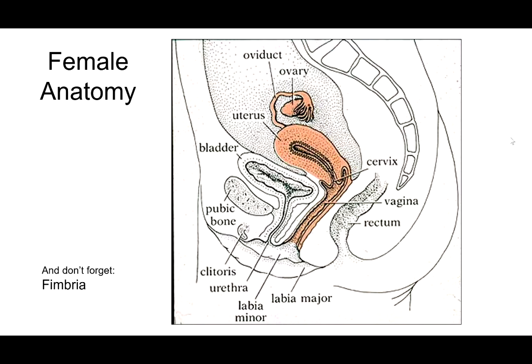The oviduct is similar to the vas deferens in that it is the pathway through which the gametes, the egg cells, travel to get to the uterus. So oviduct, fallopian tubes, synonymous. So then you have the uterus, and then the cervix is that opening between the uterus and the vagina. The vagina is the opening that leads to the outside of the body in which the penis is inserted during copulation. So now focus your attention on that lower part of the female genitalia.